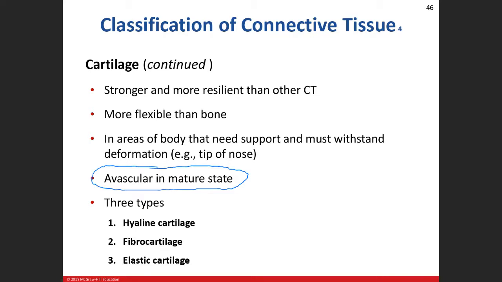So there are 3 types that we have. We have hyaline, that's the most abundant, the most common. Fibrocartilage, which is one of my favorites. The fibrocartilage does not have a perichondrium. I'm not going to spell it out, but it does not have a perichondrium. And then we have elastic cartilage. So cartilage 1 and cartilage 3 have a perichondrium. They've got a nice covering to them. Fibrocartilage does not. It's too tough. It doesn't need it.